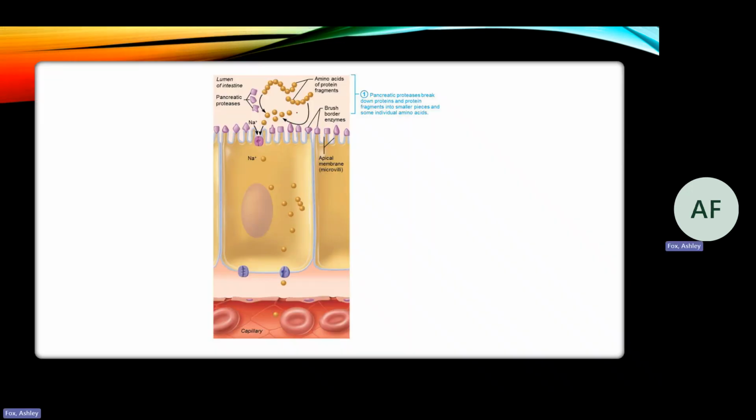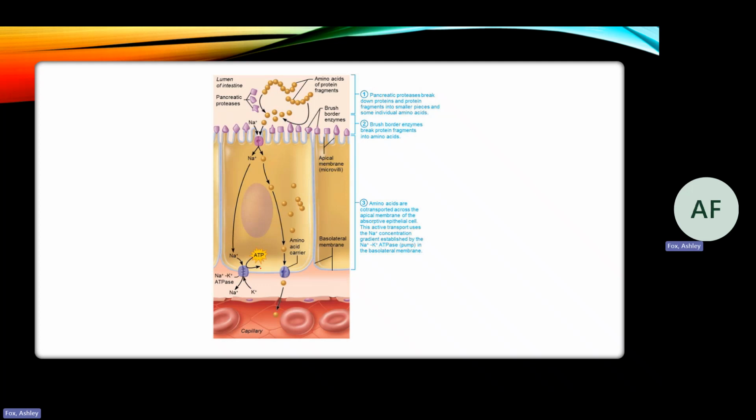Again, we have peptides here that are broken down by the brush border enzymes. These are small peptides that are broken down to amino acids, to this level by the pancreatic proteases. And then we have sodium that co-transports the amino acids into the cell. So brush border enzymes break it into amino acids. We have the sodium potassium pump over here that's going to make the sodium concentration gradient. And then we have a facilitated carrier down here that's going to allow diffusion from high concentration over here to low concentration here.